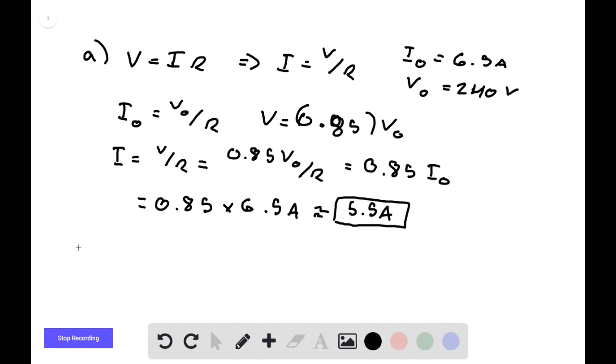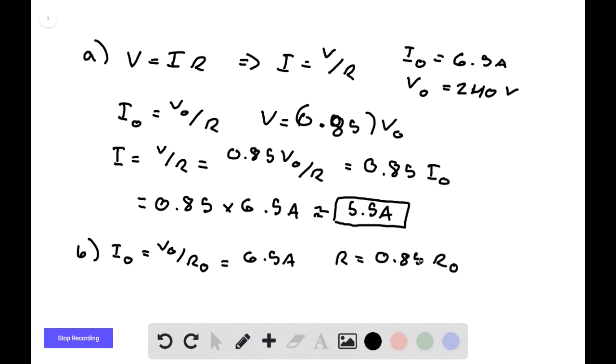Part B asks us a slightly different question. It asks us what happens if the resistance drops by 15% instead. Well, again, we still have that I0 is equal to V0 over R0 is equal to 6.5 amps. But now we have some new resistance R, which is equal to 0.85 times R0.